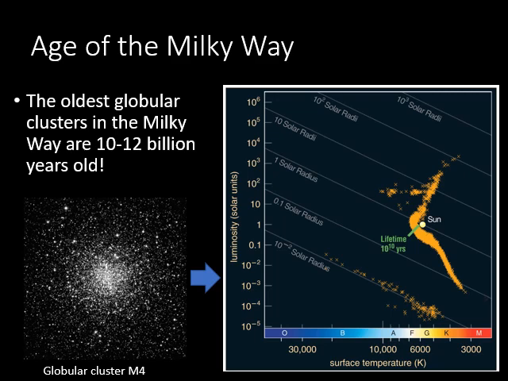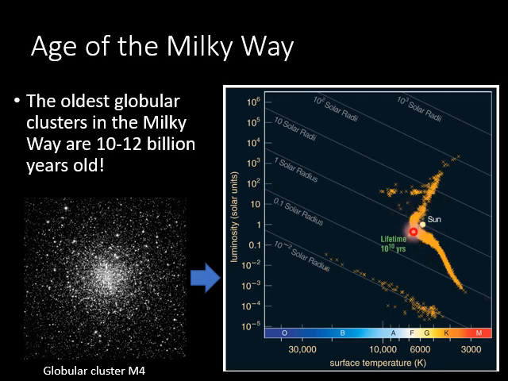When we do that, we find that the oldest globular clusters in the Milky Way are around 10 to 12 billion years old. And we do that by looking at the main sequence turnoff point. So here's globular cluster M4, a globular cluster in the Milky Way. Here's the HR diagram. All the X's are representing stars that are part of the cluster. Here's the main sequence. Note the right-hand turn, that's the main sequence turnoff.